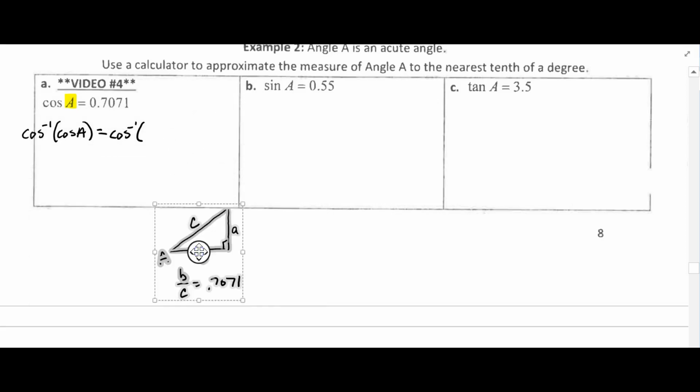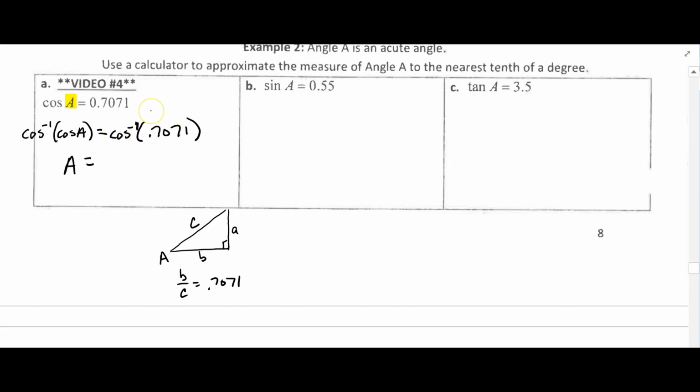So the cosine inverse of, let's move that down to there. Cosine inverse of 0.7071. So you notice I took the cosine inverse of both sides. That would be like dividing both sides by something or multiplying both sides by something to solve for a variable. So now this cosine inverse and this cosine, they cancel each other out. They undo each other. So on the left we're left with A.